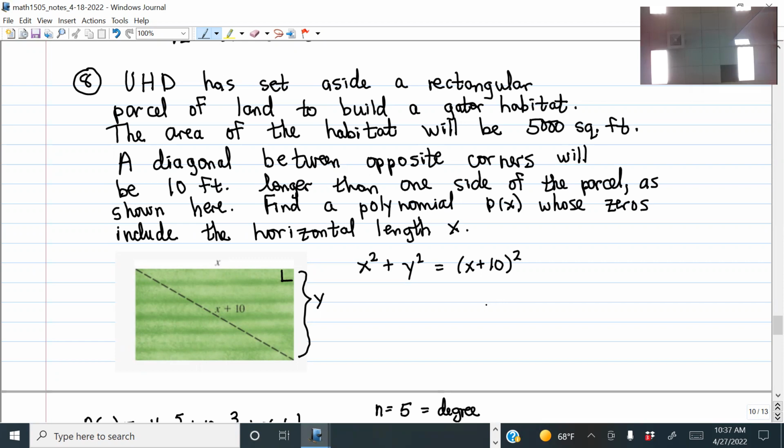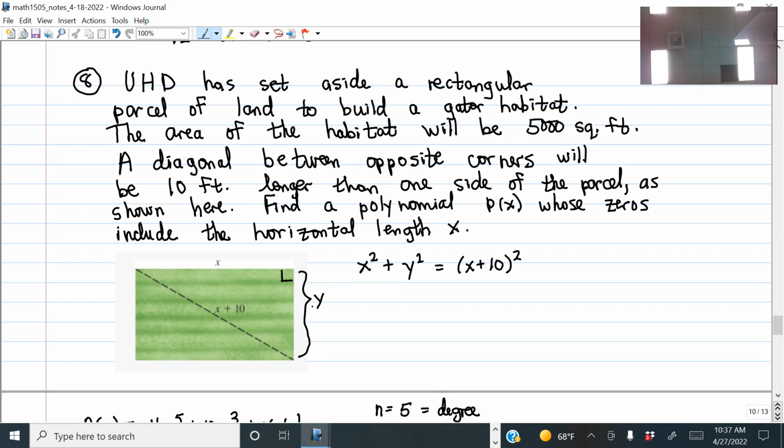Just 1. See, that's not a good situation, right? I need another equation. I need as many equations as I have unknowns. But I haven't used all the information they gave me here, right? Because we were also told that the area of the gator habitat is going to be 5,000 square meters.